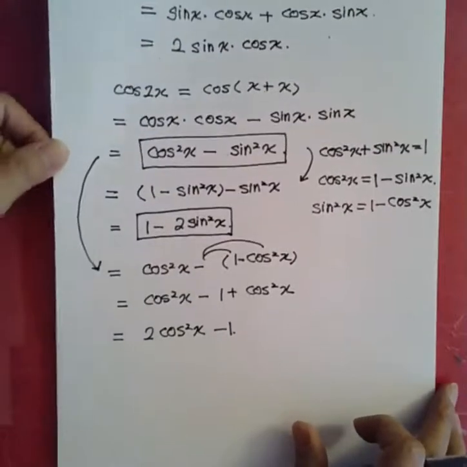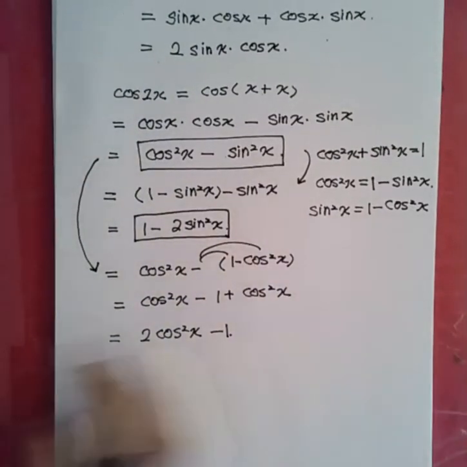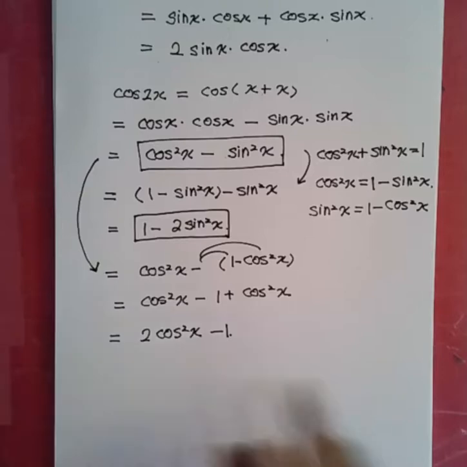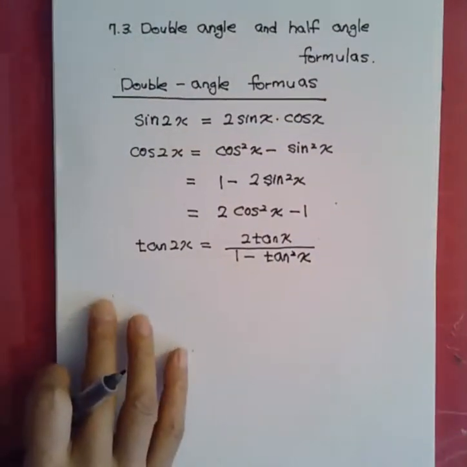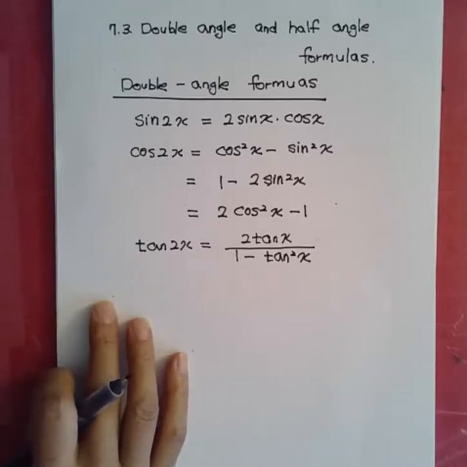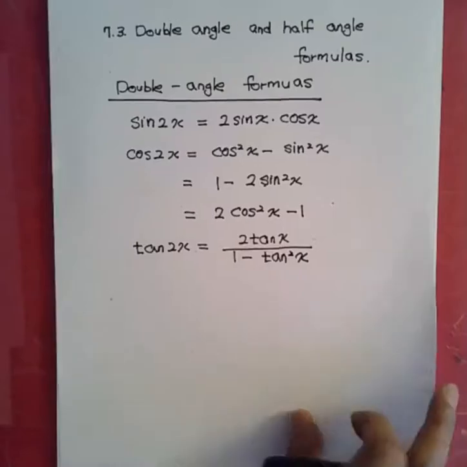Double angle formula for tangent also can be derived from the sum formula for the tangent function. For double angle formula, you don't really have to remember it, because as long as you remember the sum and difference formula for sine, cosine, and tangent, then you can easily derive all of those formula.